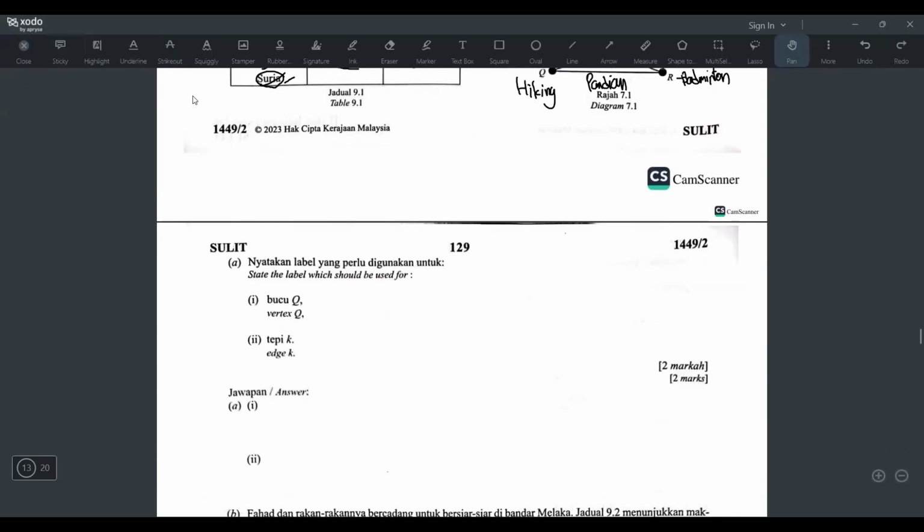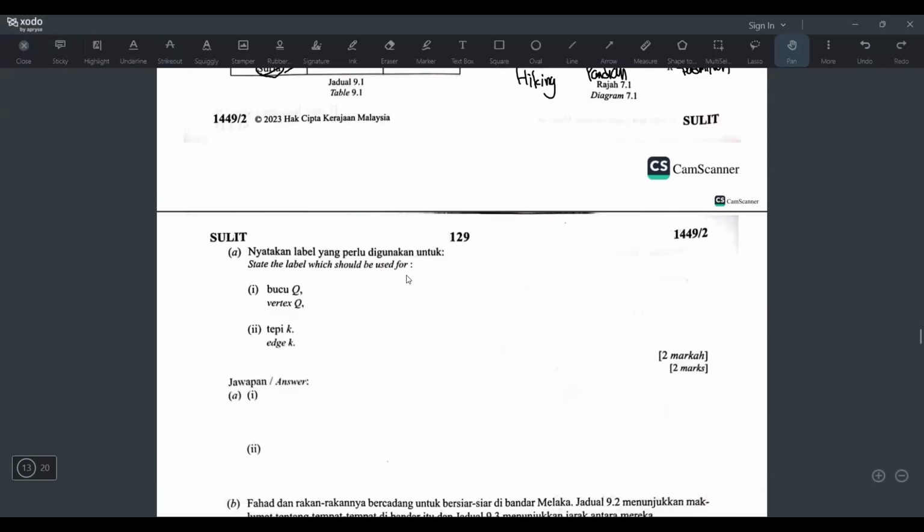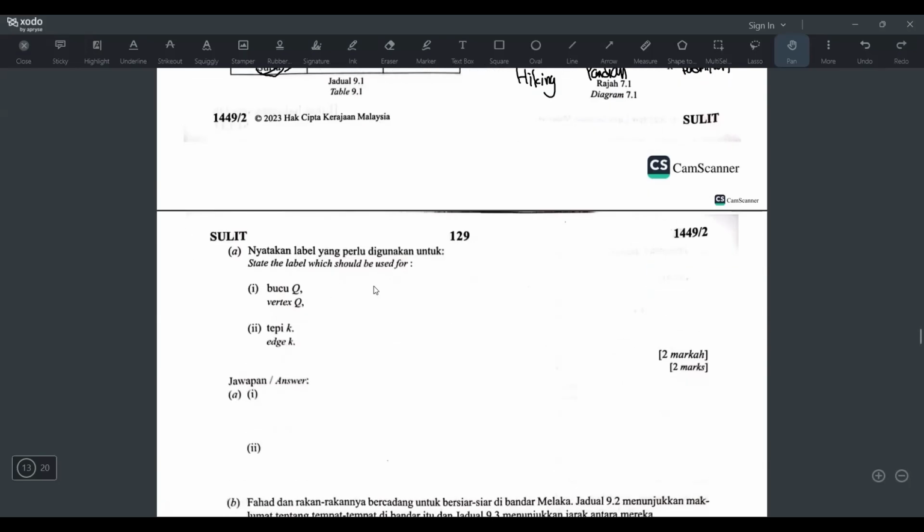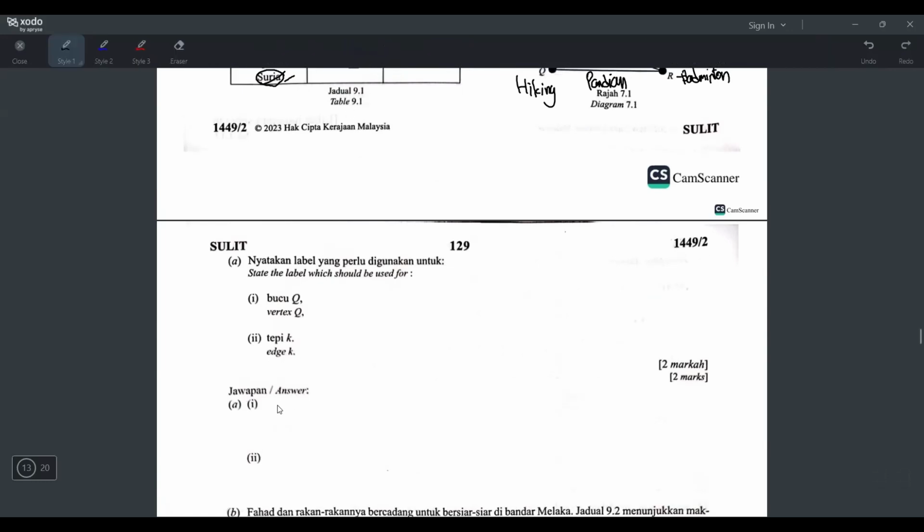Okay, sudah siap. So A, state and label which could be used for vertex Q and HK. So very obviously I should have bought Q hiking, HK Pandian. So hiking Pandian. Hiking. This one is Pandian. Okay, next question.